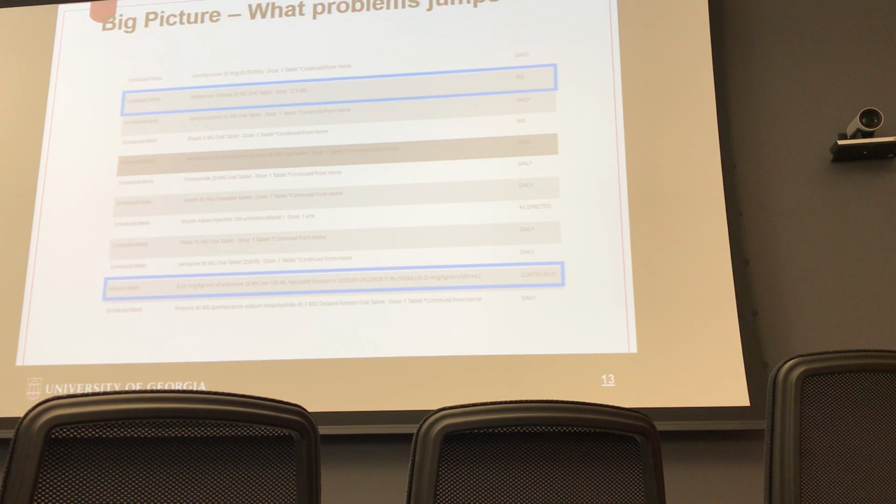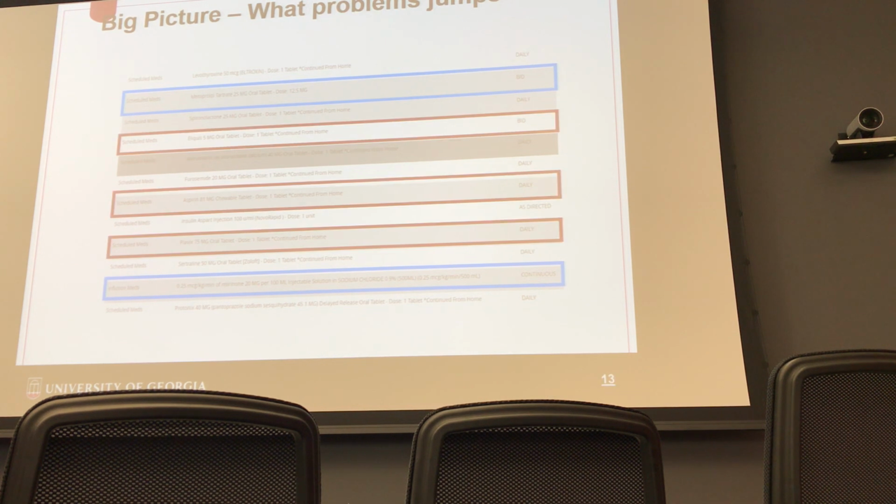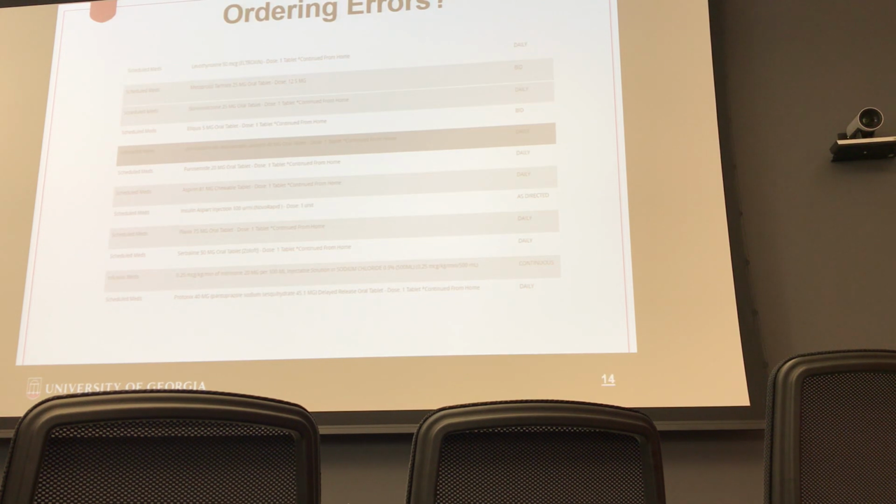Okay, so metoprolol and milrinone are in the blue box. Triple therapy is in the red box. I did blue because I felt like it was a lack of perfusion, and mine is red because it's like bleeding. Alrighty, so ordering errors.